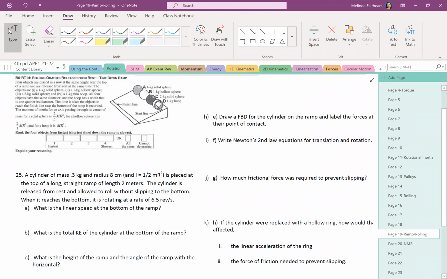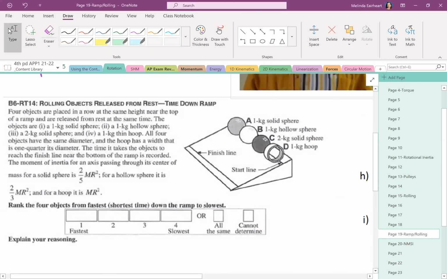But here we have rolling objects released from rest. And so they're different. We've got a solid sphere, a hollow sphere, a solid sphere of a different mass, and then a hoop. The question is, they give you the shape constants, rank the 4 objects from fastest, in other words the shortest time, who wins, down the ramp to the slowest, who loses. And so which one always loses?